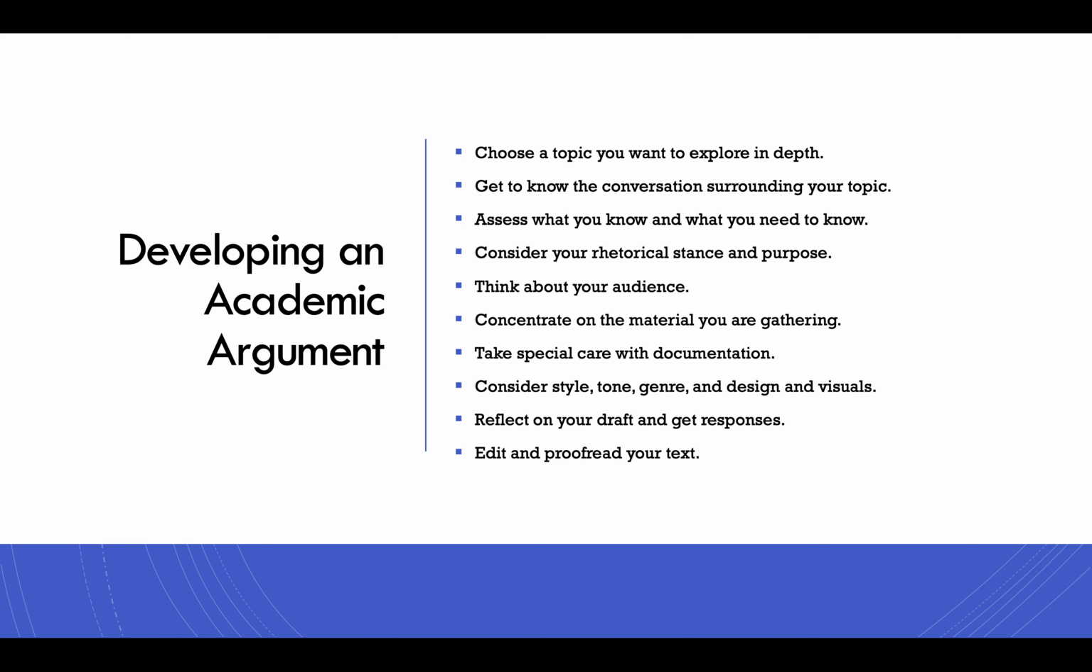And then you want to consider your style, tone, genre, design, and visuals. What this means is, where is this paper headed? What should it look like? What style should it be written in? Obviously, if you're writing about a piece of literature, it's going to feel and sound different than if you're writing about a chemical compound. So consider that. Think about the genre within which you're writing. And then think about your design of the document and the visuals.